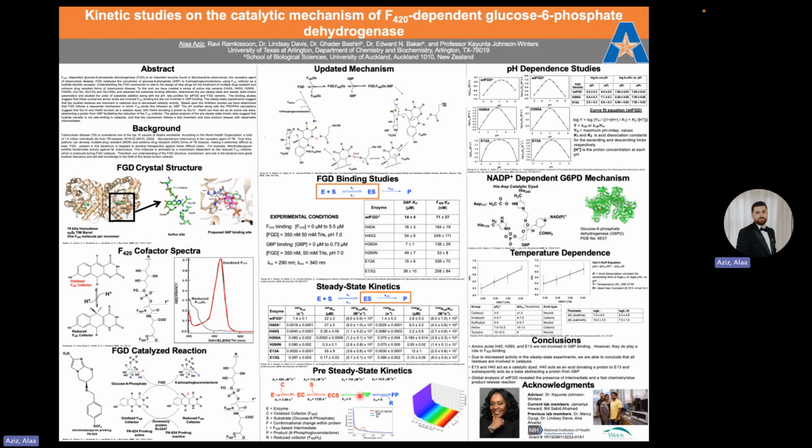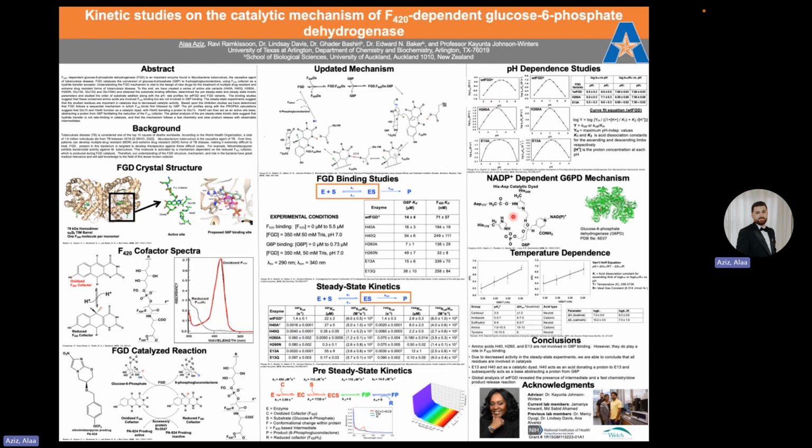This experiment told us two things. One is that we do have an intermediate in the reaction. This is shown by the green line, that it is not completely overlapping with the blue line. And also we have a fast chemistry step and a slow product release step. Our pH profile suggests that histidine 260 is not acting as the active site base, and glutamate 13 is not acting as the active site base. However, it's assisting somehow in the reaction.